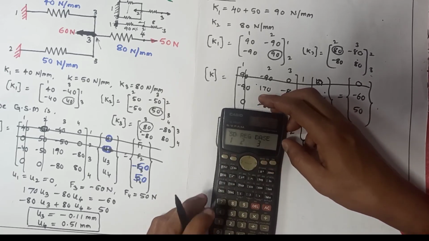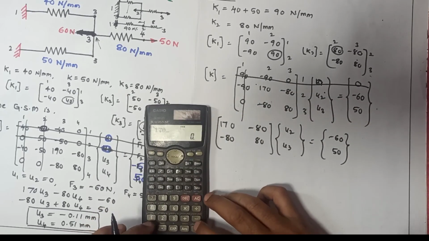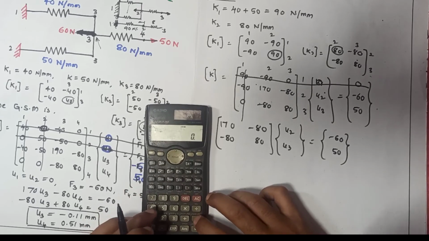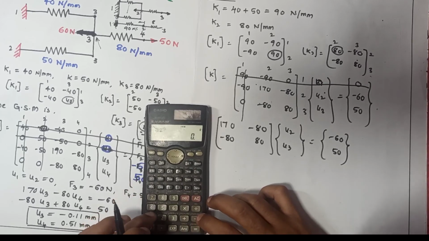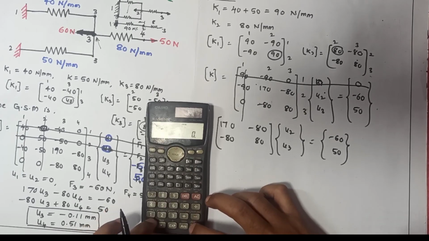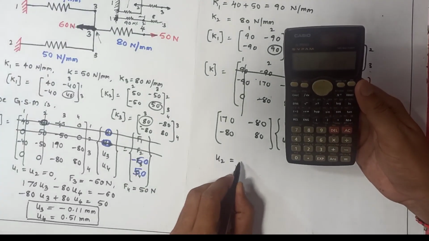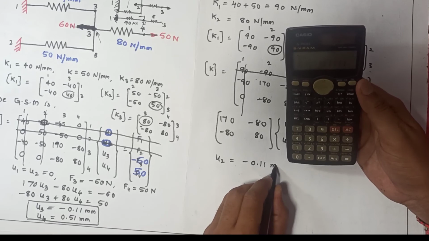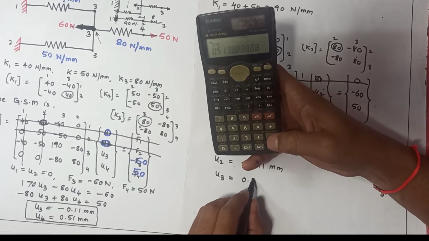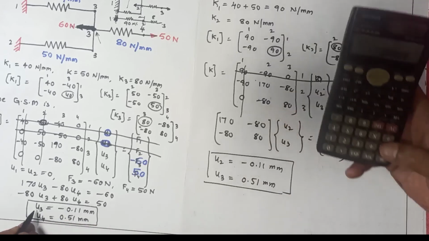Again the equation has 2 unknowns. A1 value is 170, A2 value is minus 80, and C1 is minus 60. Now A2 is minus 80, B2 is plus 80, C2 is plus 50. So U2 value is minus 0.11 millimeter. Now you can check U3. U3 is 0.51 millimeter. Same answer, right? In both cases you got the same answer. Only the numbering is different.